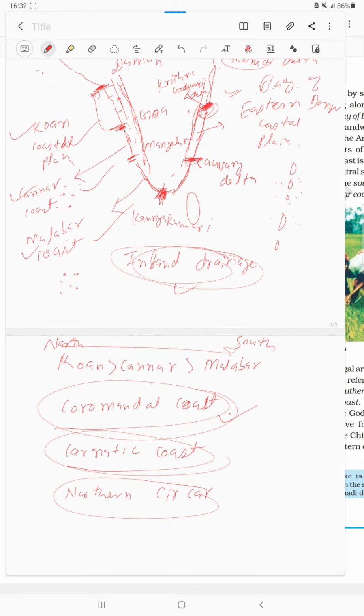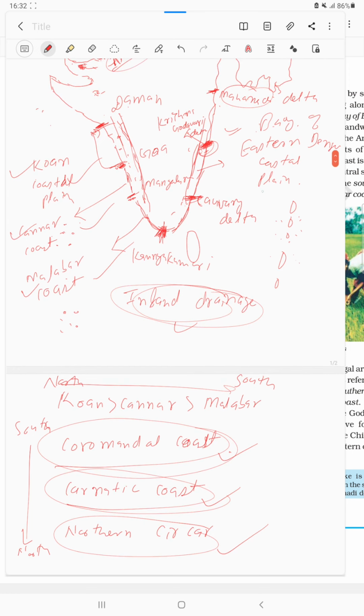So it is the division of the eastern coastal plain. That means Coromandel Coast, Carnatic Coast, and Northern Sirkar. Clear? It is also in order here from south to north. In the southern part of the eastern coastal plain is Coromandel Coast, then in the middle part Carnatic Coast, and in the northern part Northern Sirkar. Clear? So these are also divisions of the eastern coastal plain.